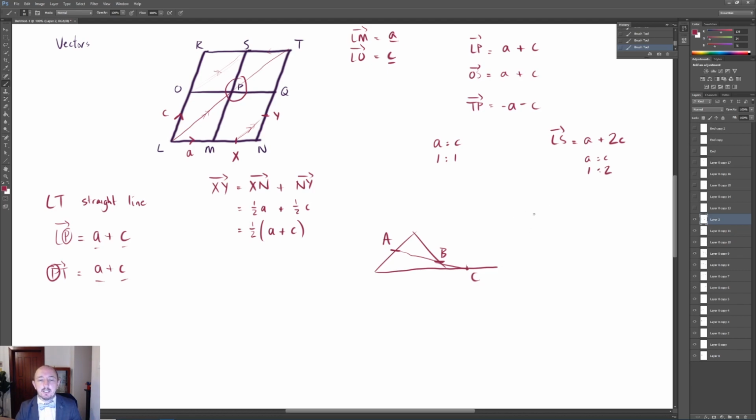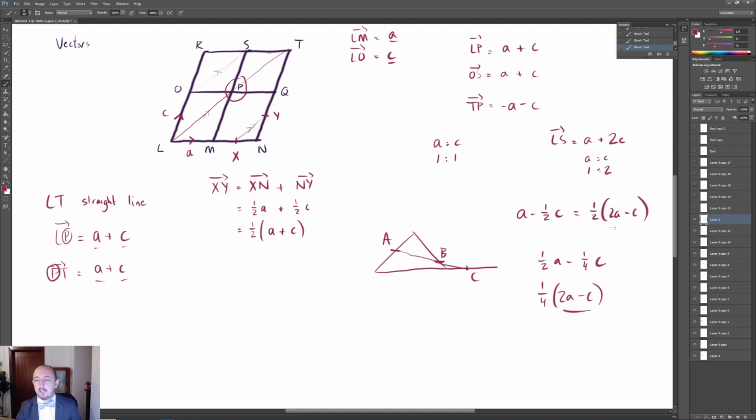Okay? So A to B, it might be, I don't know, A minus a half C, like that. And B to C might be half A minus a quarter C, like that. And it's not easy to see that they're in the same ratio, so we factor out a half and we get 2A minus C, like that. We factor out a quarter and we get 2A minus C.